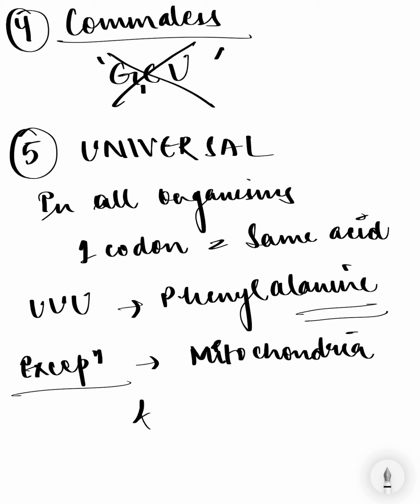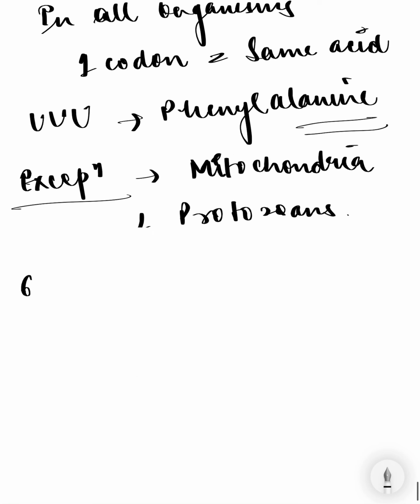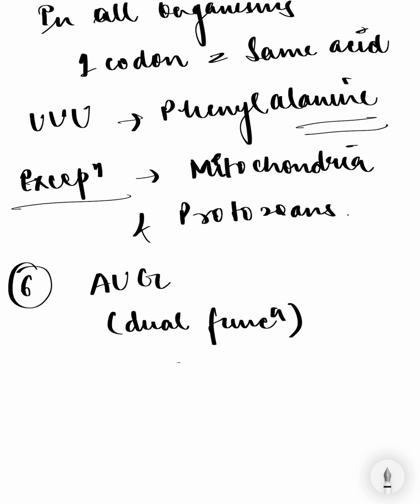Now the sixth and the last feature of genetic code is about the codon AUG. AUG codon has a dual function. It works as an initiator codon and it also codes for the amino acid methionine.